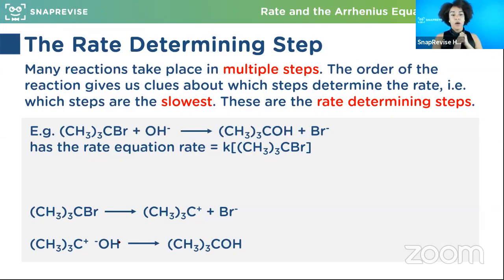Because lots of reactions have a few steps, not just one step, the order of the reaction gives us clues about which step is the bit that determines the rate, right? Let's say you have two steps in a reaction and one's really fast and one's really slow. The fast one does not matter in terms of rate because the slow one takes up all of the time. So the rate determining step is basically hinting at how the reaction works.